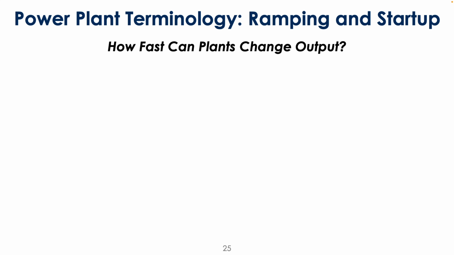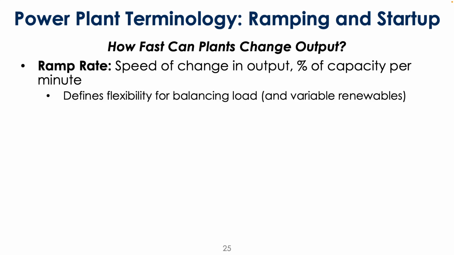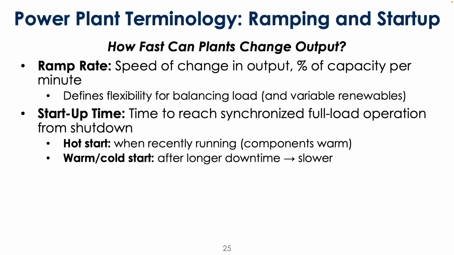Okay, I do have a slide on ramping and startup. So how fast can plants change output? That's the ramp rate. Also, if you turn off a plant, you can't just turn it back on instantly, so there's another thing that we think about with startup time, which is the time that it takes to sync up with the grid and have everything at the optimal operating temperature and status.